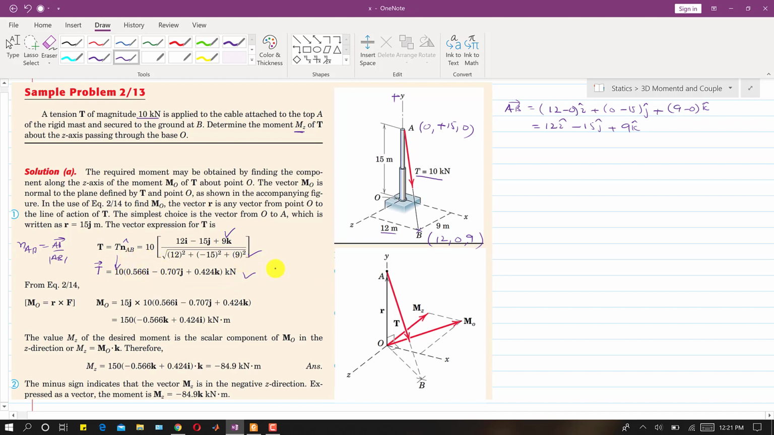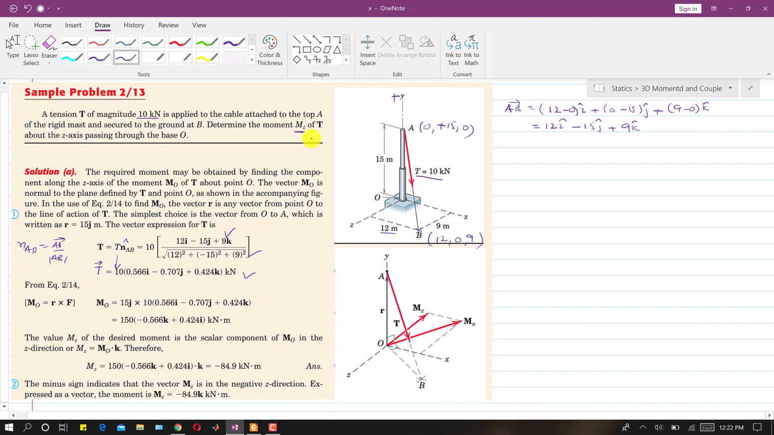Now we will find the moment about O. As we discussed in the previous sample problem, we have an open choice for selecting the moment arm. It is up to us which moment arm we select. The definition of moment arm, which I have already explained in the previous sample problem, is any vector starting from the axis of rotation to any point on the line of action of this force. In this case, we can select this as a moment arm.